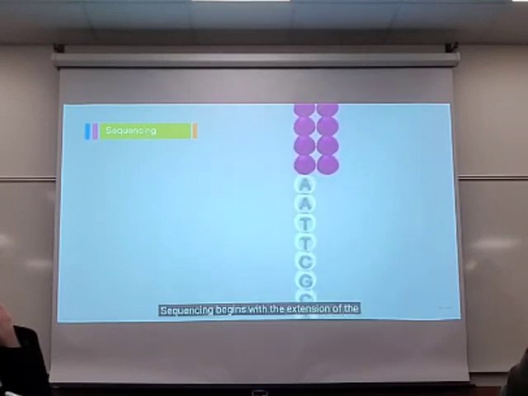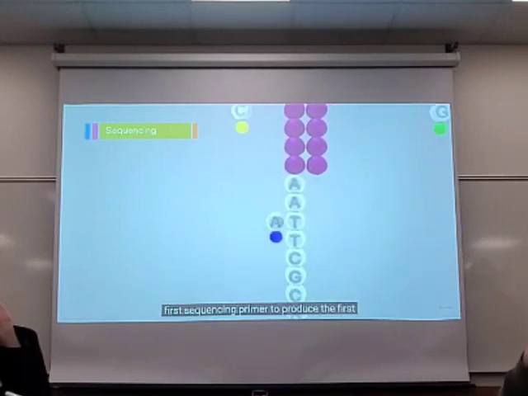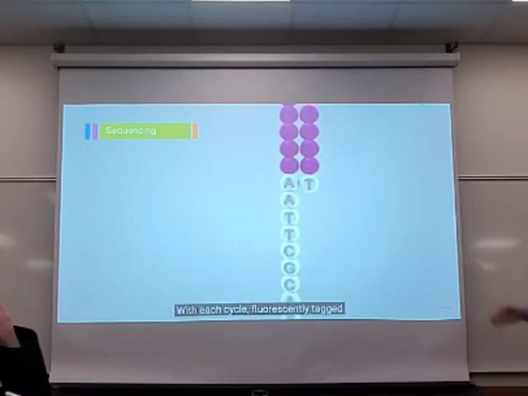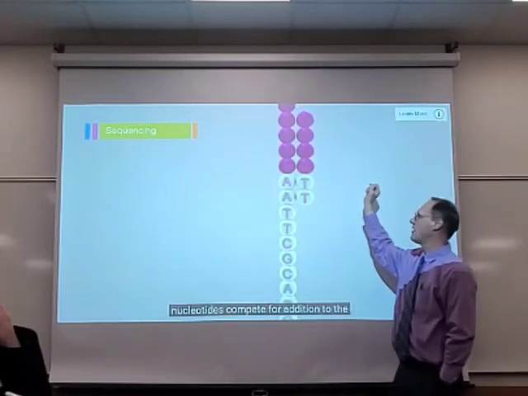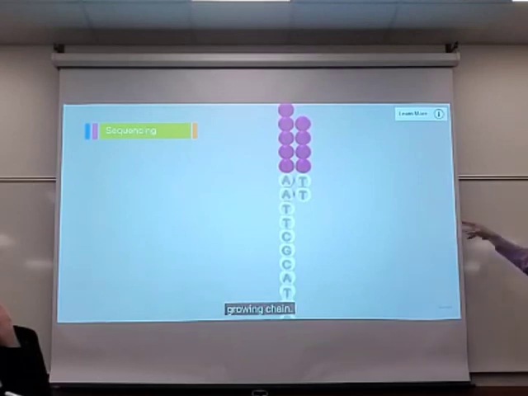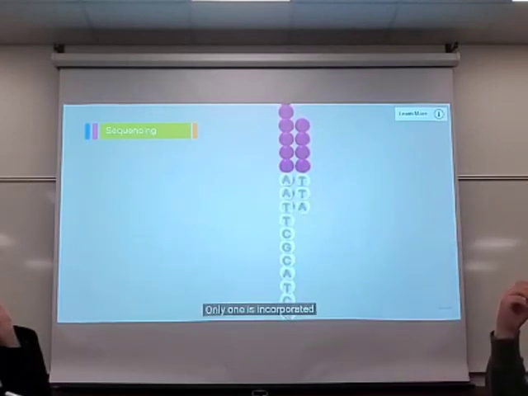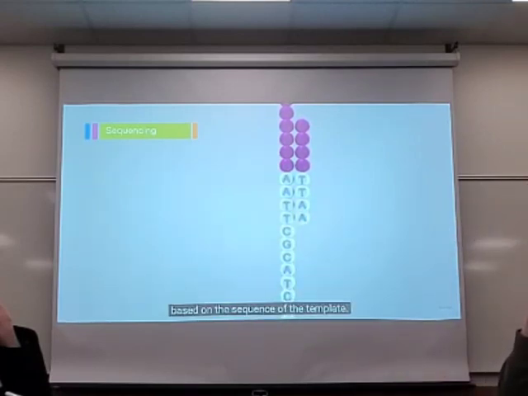Sequencing begins with the extension of the first sequencing primer to produce the first read. With each cycle, fluorescently tagged nucleotides compete for addition to the growing chain. It's literally flashing. Only one is incorporated, based on the sequence of the template.